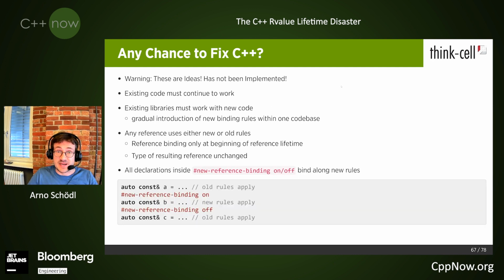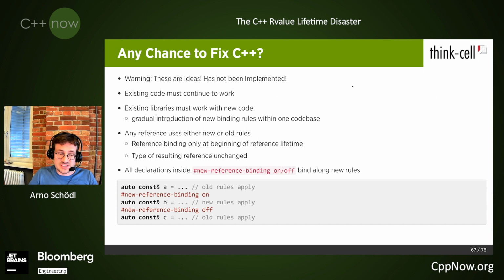I suggest pragma to the rescue. Let's say we have a pragma that enables or disables new binding rules. So you declare an auto const ref A. Now the old rules apply. You switch on your new rules. Now the new rules apply for the B, and you switch them off again, and then the old rules apply again.